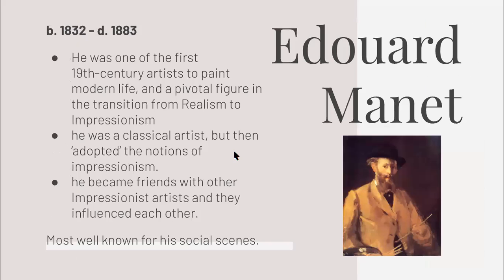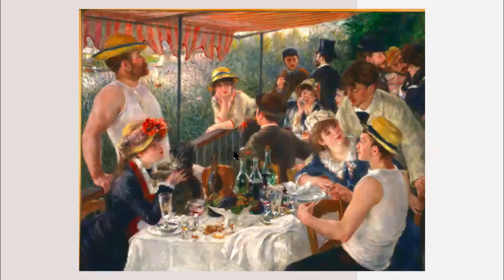Here's another artist. Now, I know it's very confusing, right? We have Monet and Manet. Edouard Manet was one of the first 19th century artists to paint modern life and a pivotal figure in the transition from realism to Impressionism. He was also a classical artist, kind of like Monet, but then adopted notions of Impressionism as time went on. He became friends with other Impressionist artists, and they influenced each other. He is most well known for his social scenes, kind of like what you see here.